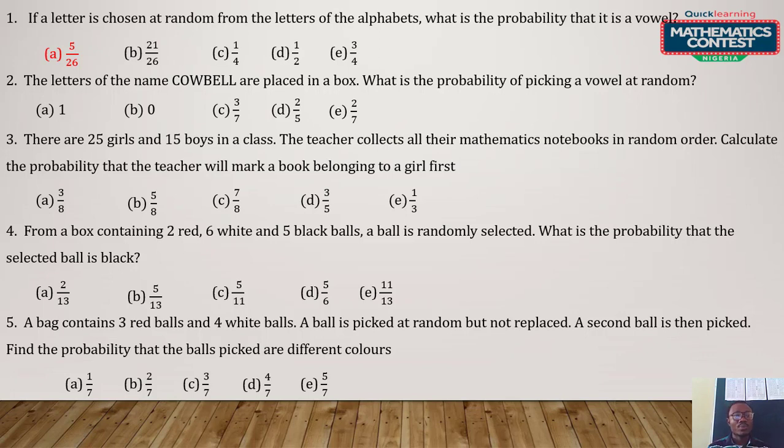Number 2. The letters of the name cowbell are placed in a box. What is the probability of picking a vowel at random? The same thing, 60 seconds, start now.